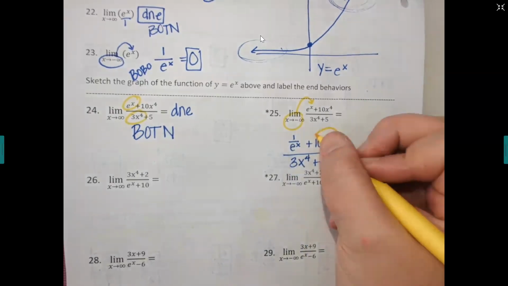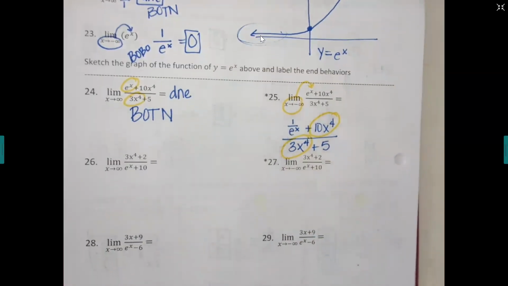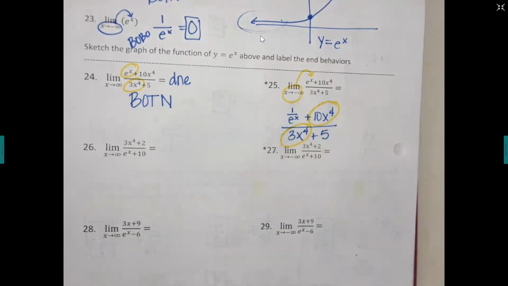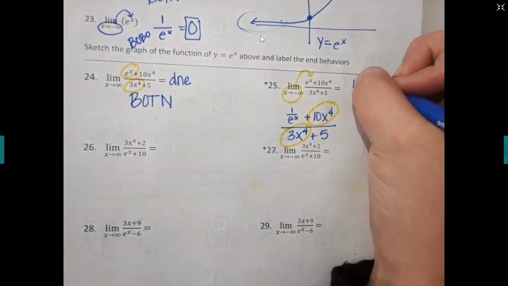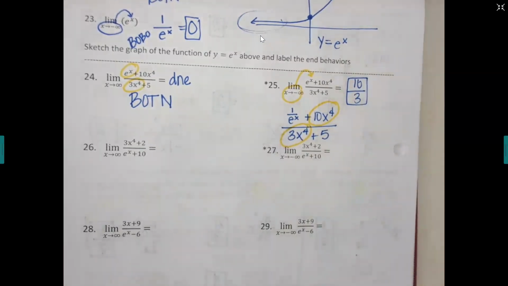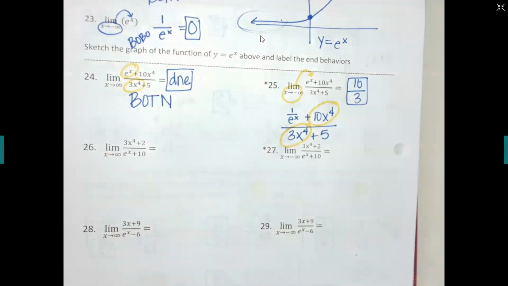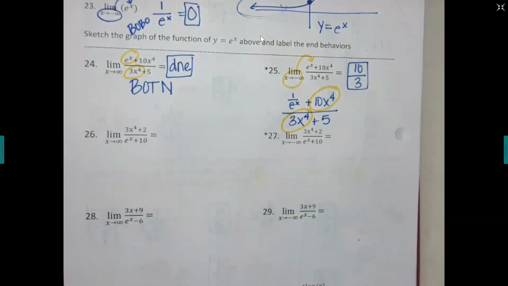So now it's going to be this versus this. Is it a bobo, a button, or a bedsy now? Now it's a bedsy. What am I dividing? 10/3 is your answer. Okay, so one side came out to be DNE, the other side came out to have a limit. Let's do 26. X is going to infinity.